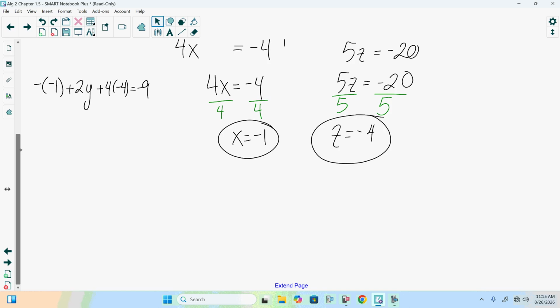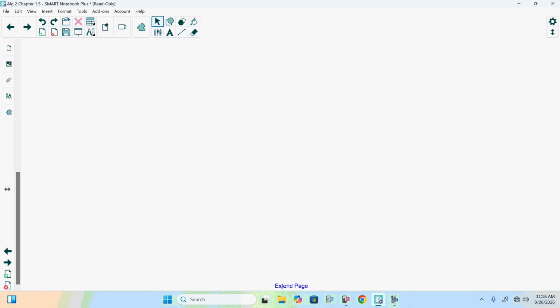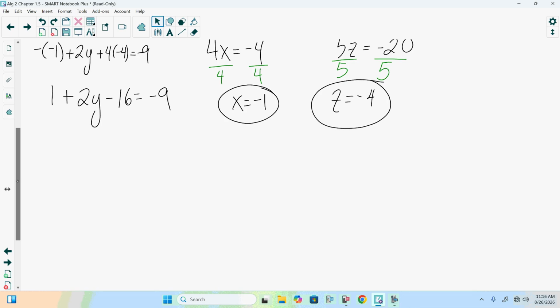Negative negative 1 is 1. 4 times negative 4 would be negative 16. Our like terms of 1 and negative 16, we're going to combine them first, which shows us we have 2y minus 15 is equal to negative 9.